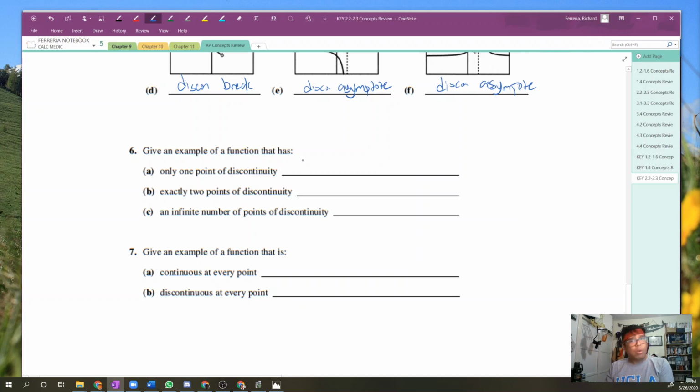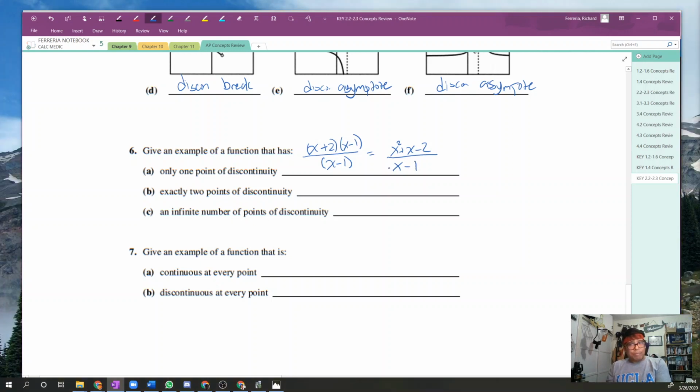Let's see. Well, we can easily make a hole in a function. This is how I do it for all of my Algebra 2 kids. I start with a function like this, x plus 2, x minus 1 over the place where I want that hole to be. And then I expand that numerator, x squared plus x minus 2 on top of x minus 1. So this has one point of discontinuity. It is a hole when x equals positive 1.